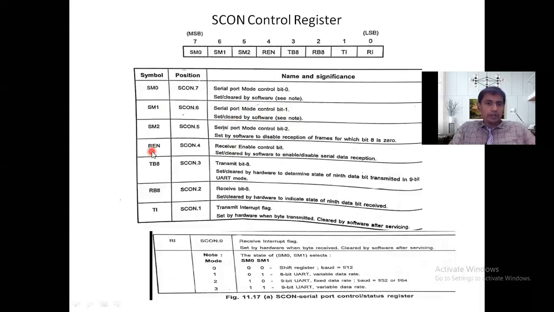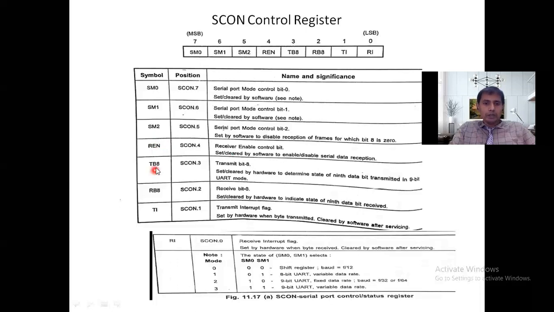Then REN. What is REN? It is the receiver enable control bit. If this bit is enabled, only then is the receiver ready to receive data from the external serial port device. So receiver enable is also important. This bit is again set or cleared with the help of software. Through software only we can enable or disable this particular REN bit.